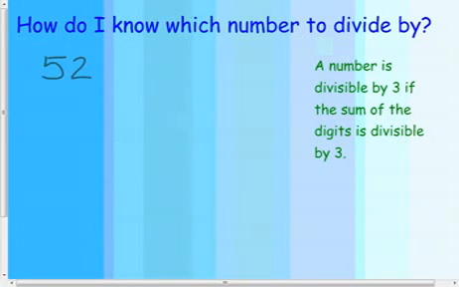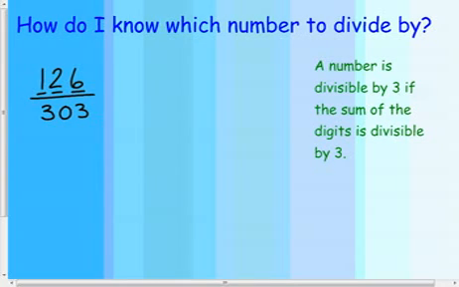So when you have a fraction that is something like 126, and the bottom number could be 303. Now I'm going to add those up. I'm going to think to myself, 1 plus 2 is 3, plus 6 is 9. And then I'm going to say 3 plus 0 is 3, plus 3 is 6. 6 and 9 are both divisible by 3. So I'm going to try to take this fraction and divide it by 3.